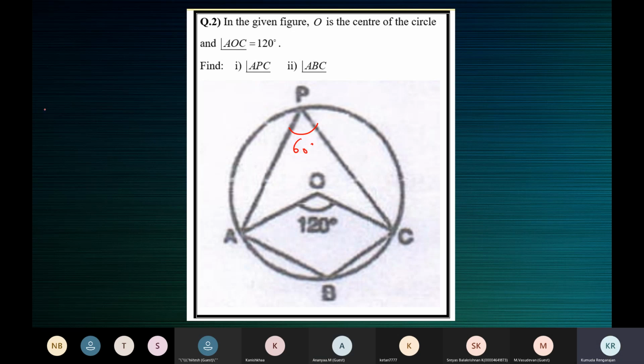Just write that rule. Angle AOC is equal to twice angle APC. Because AOC is made by arc AC at the center O, and APC is made by the same arc AC at the point P on the circumference. So 120 degrees is equal to 2 into APC. So angle APC is equal to 120 divided by 2, 60 degrees.